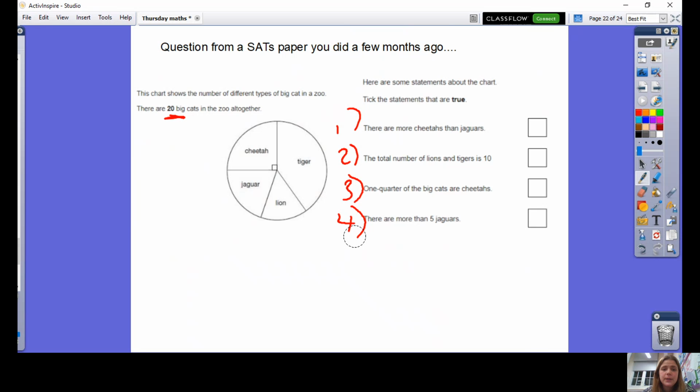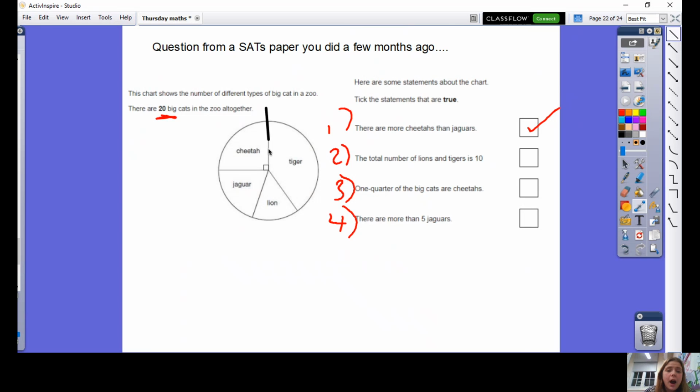Solve that question now. It is a question that most of you got wrong when we looked at it a couple of months ago, but now you'll all be confident doing it. There are more cheetahs than jaguars. That's true. Cheetah has a bigger section than jaguar. The total number of lions and tigers is 10. Well, if there are 20 cats altogether, half of that would equal 10. Lions and tigers does not make half.